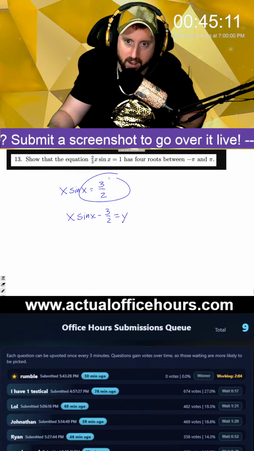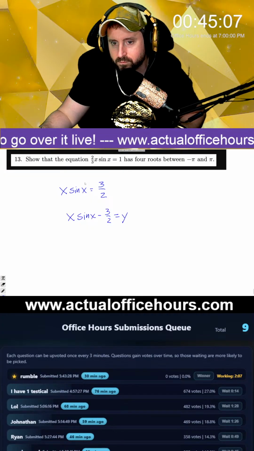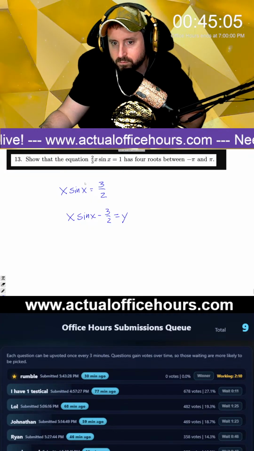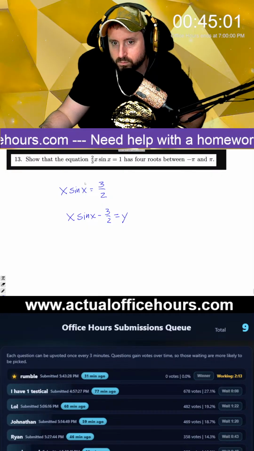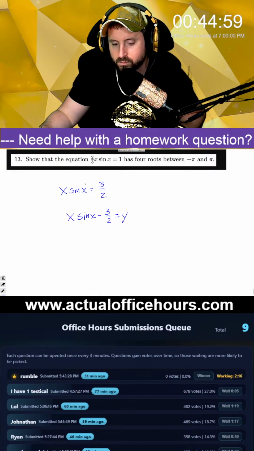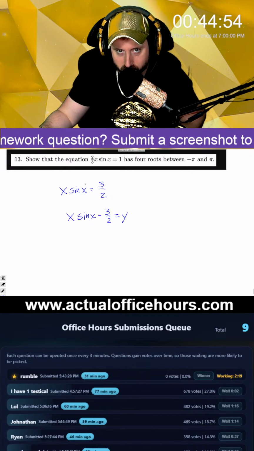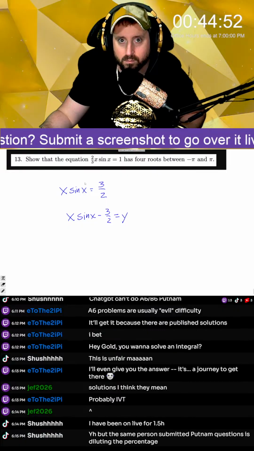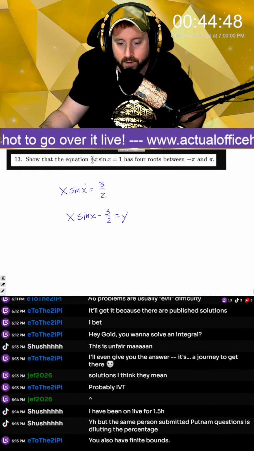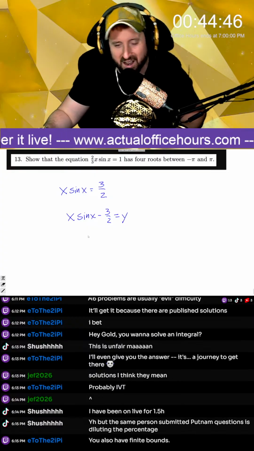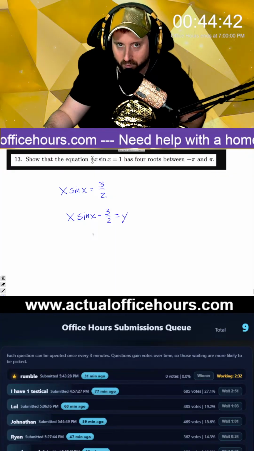These have to multiply to 3/2. Yeah, but either your x is going to be 0, and x is only 0 at 0, or your sine is going to be 0. Since we're only worried about the roots. You also have finite bounds. Okay. I feel like I want to do a derivative. I feel like if I have turning points, this will help me out.